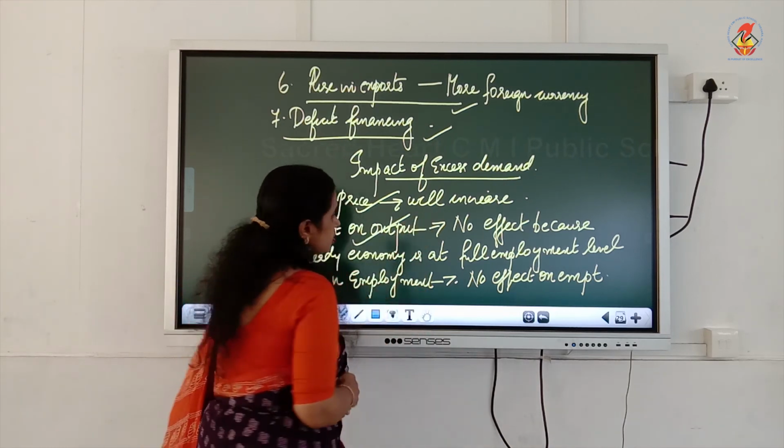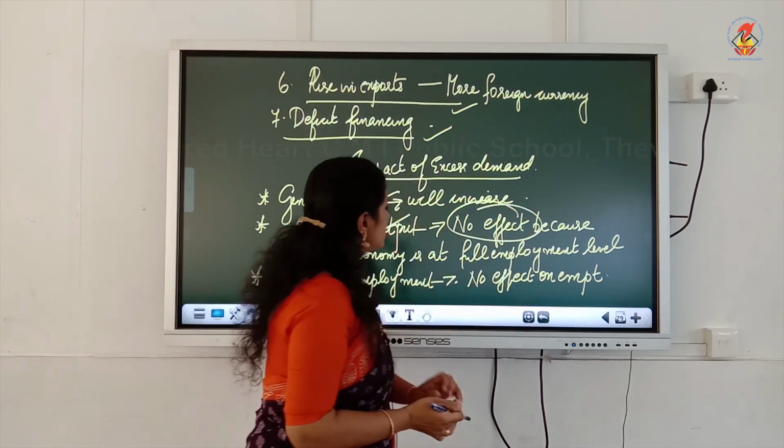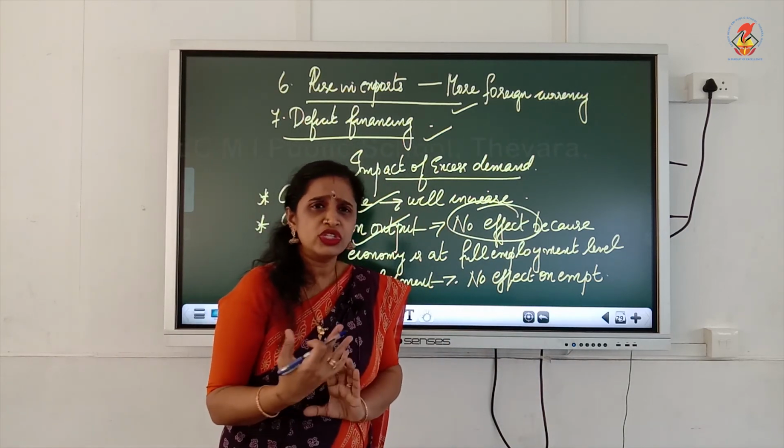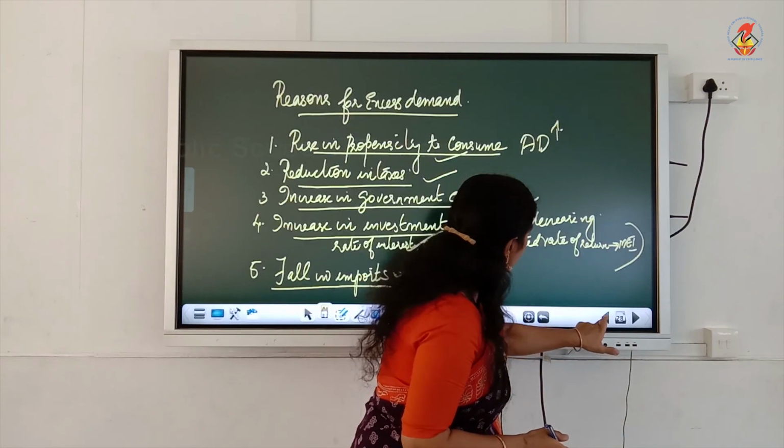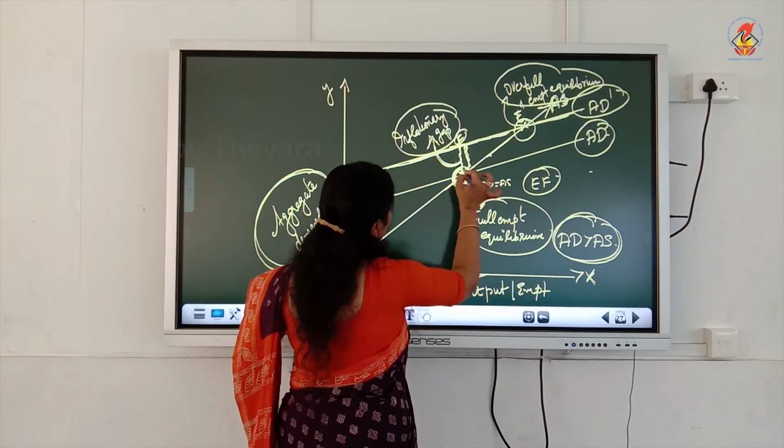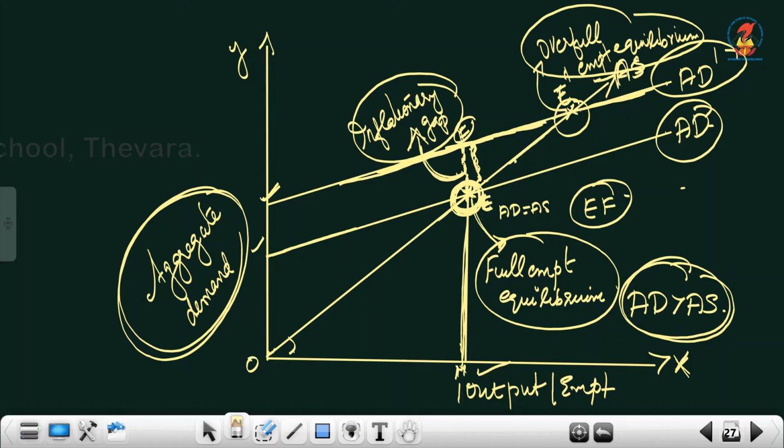Then effect on output. There is no effect. Why is it written as no effect on the output? There is no effect on the output because, as the diagram will make clear, the economy is already at the full employment level. Therefore, there is no effect on the output. From this particular point, this gap is measured as the inflationary gap. There is no change in the output level. Output remains at the OM level. What changed here is that the aggregate demand has moved from ME to MF. There is no change in the output. Output remains constant. It is already at the full employment level.